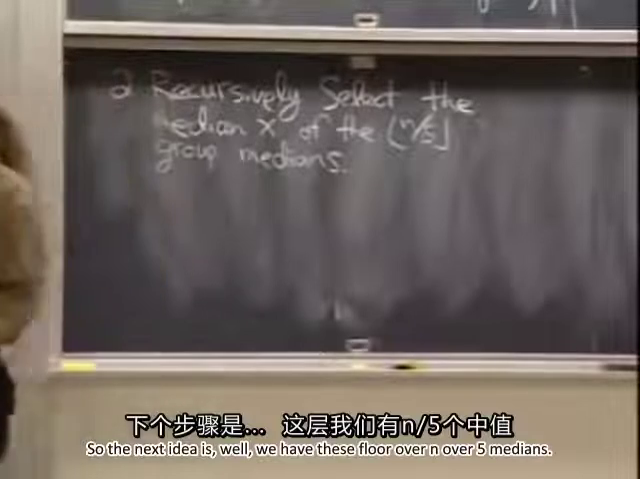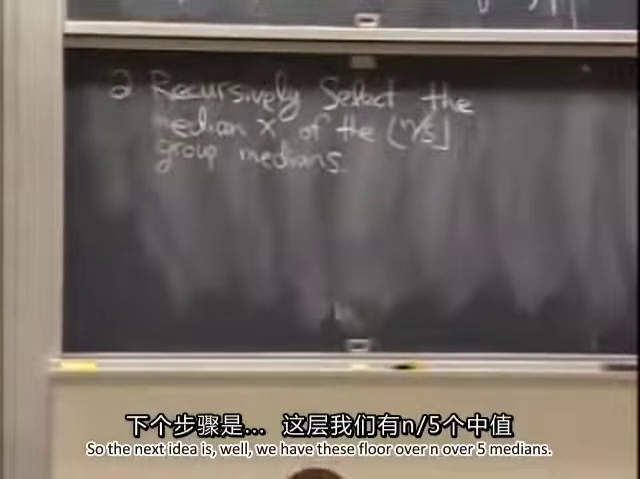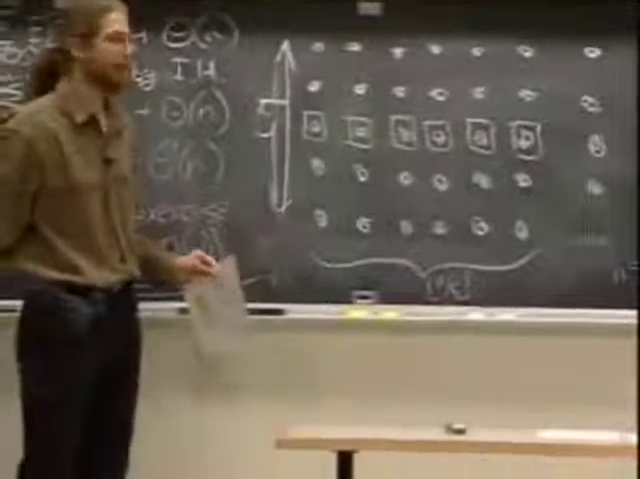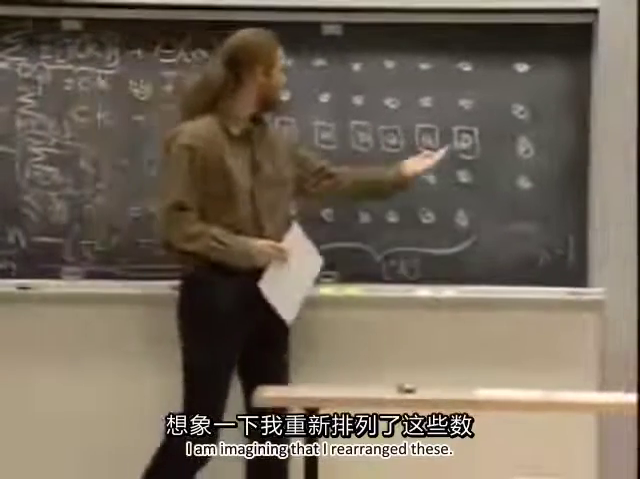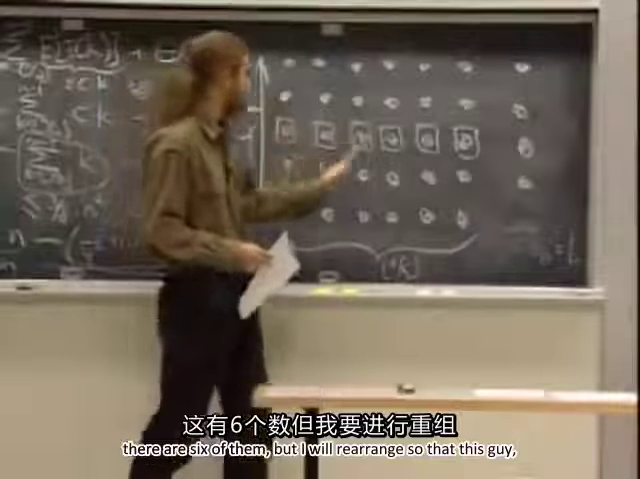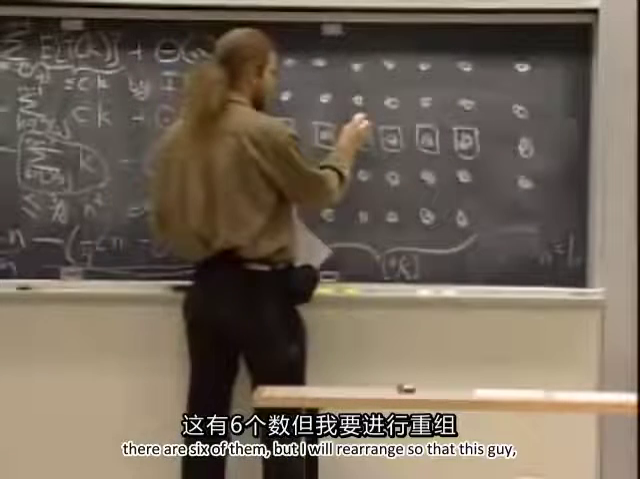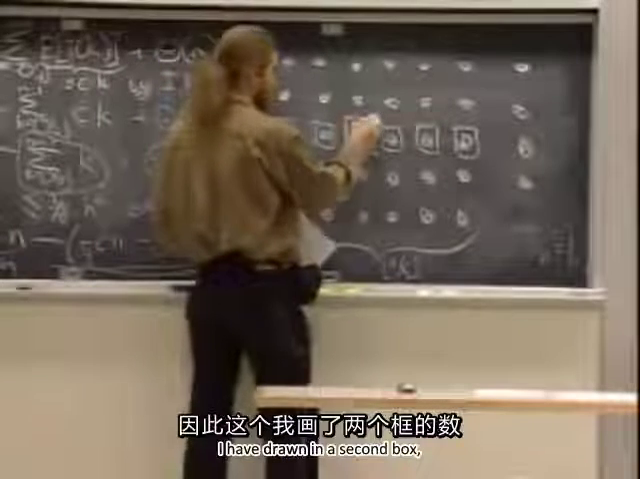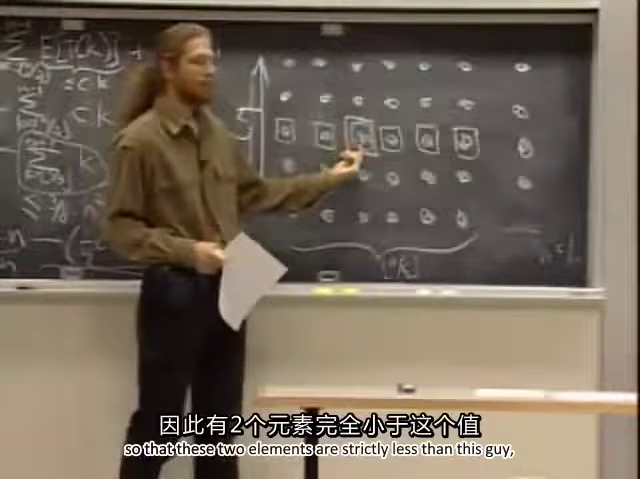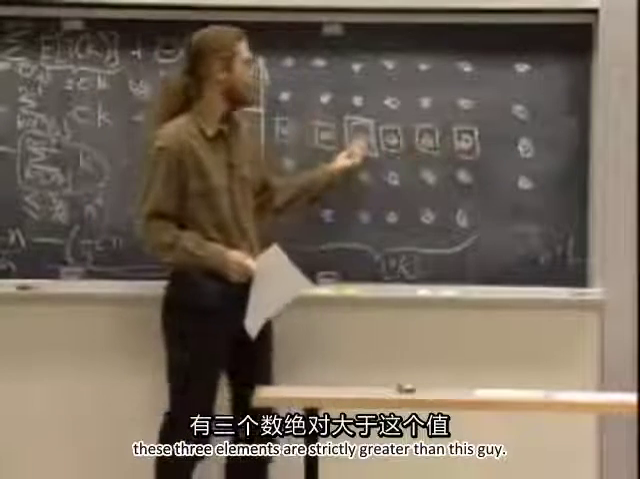So the next idea is, we have these floor of n over 5 medians. I'm going to compute the median of those medians. So I'm imagining that I rearrange these, and unfortunately it's an even number, there's 6 of them, but I'll rearrange so that this guy, I'll draw in a second box, is the median of these elements, so that these 2 elements are strictly less than this guy, these 3 elements are strictly greater than this guy.